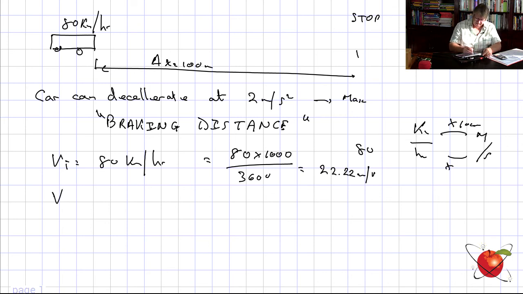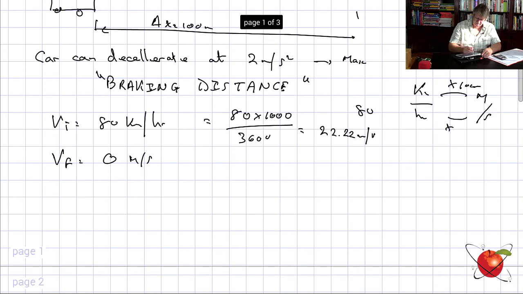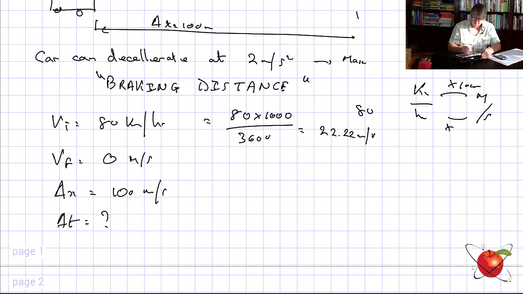Then we say V final, 0 meters per second. Why? It stopped, right? It stopped. So therefore now, let's have a look. What else do we know? We know delta x is equal to 100 meters. Delta t, no, we don't know. And, all right, we've got acceleration is equal to minus 2 meters per second squared.